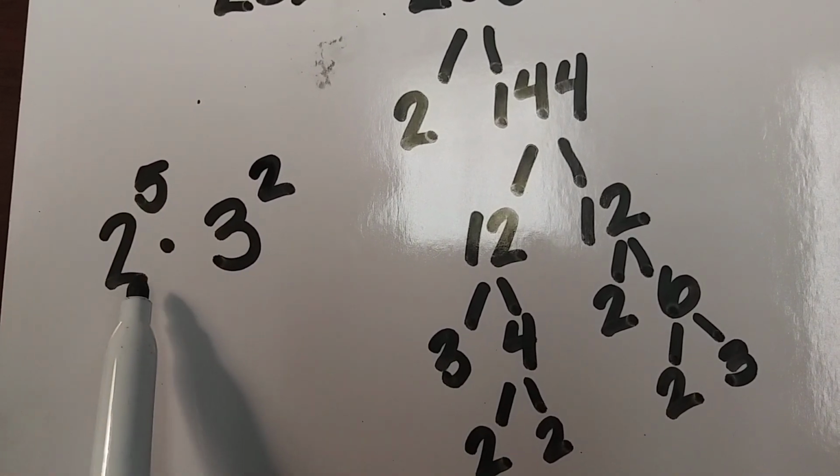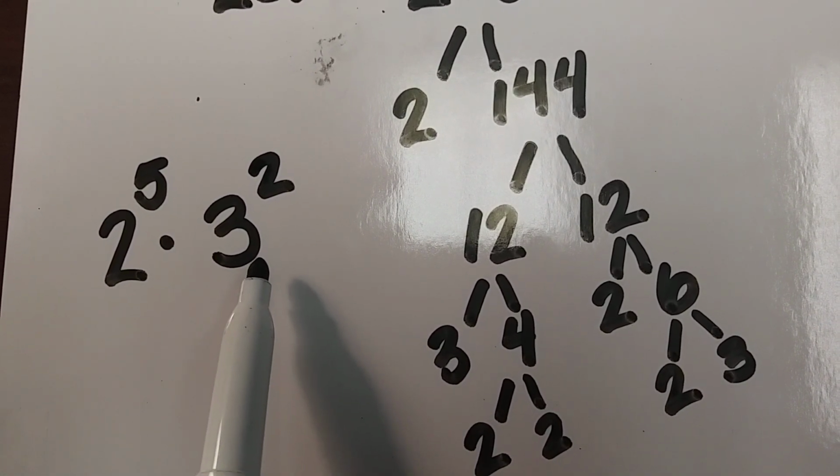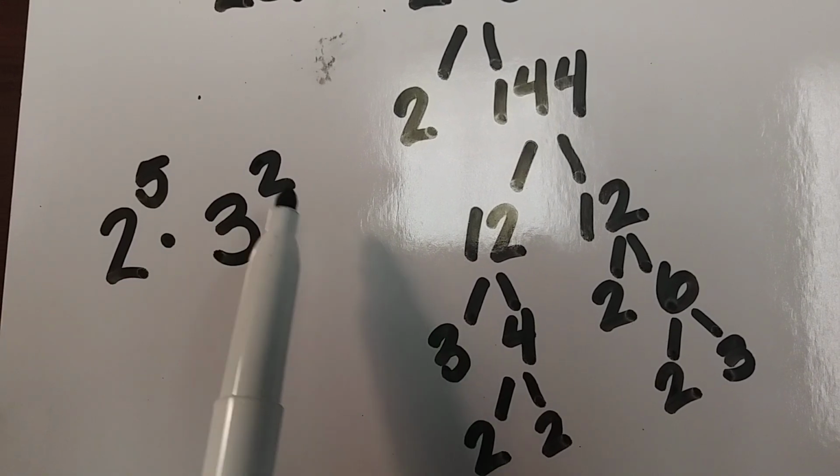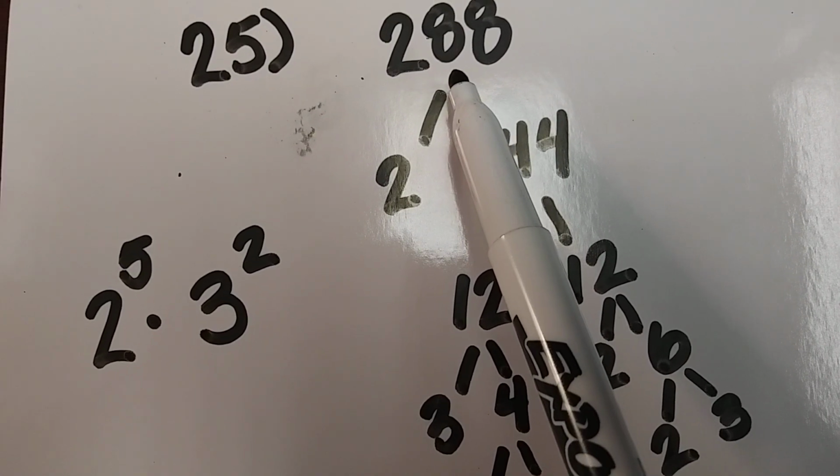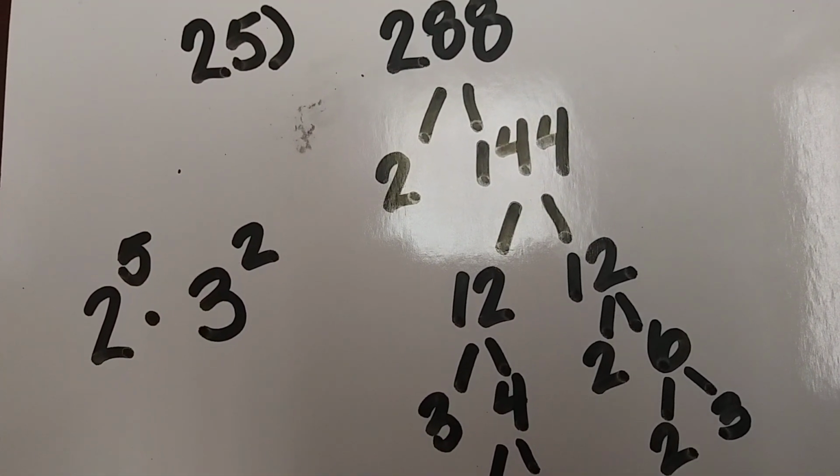If I multiply 2 out 5 times and multiply 3 out twice, and multiply those together, I should get back to 288. And that will let me know that I broke this down correctly.